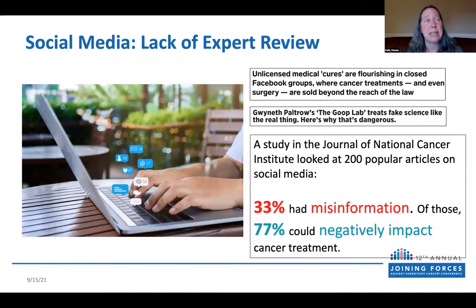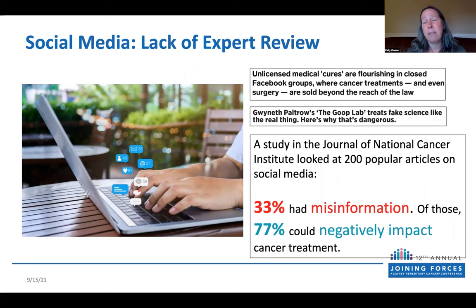We often see, looking at social media as a source of information, there's lack of expert review. So the headline of one of these articles is, "Unlicensed medical cures are flourishing in closed Facebook groups." Whether they're closed or open Facebook groups, we see a lot of information that does not have scientists moderating it. It's a pretty free, open discussion and often goes in directions that aren't accurate. Similarly, we see celebrities, like in this case, Gwyneth Paltrow. Her Goop lab treats fake science as if it were real science.